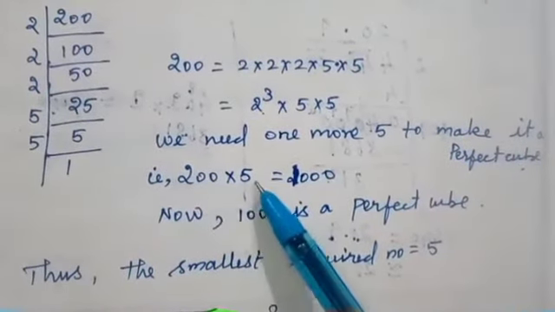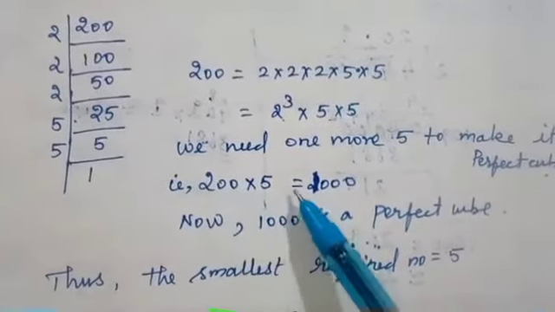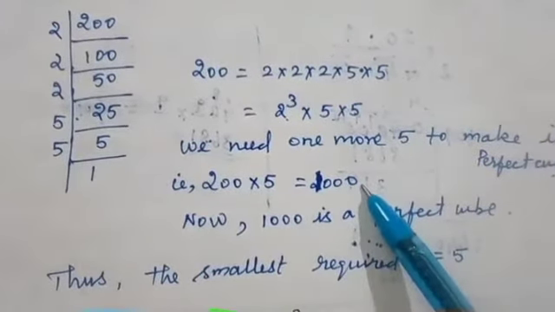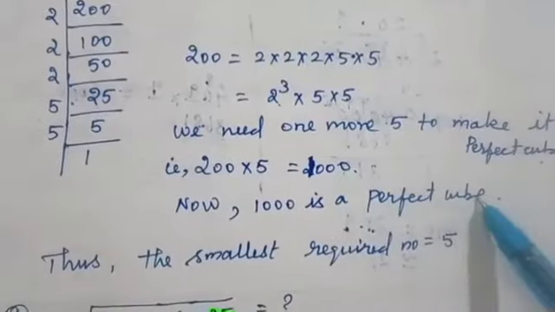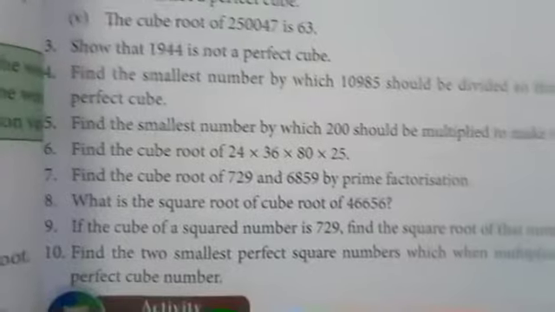So multiply this 200 by 5. 200 is the given number. Multiplied by 5, it becomes 1000. Now 1000 is a perfect cube. So the smallest required number is 5.